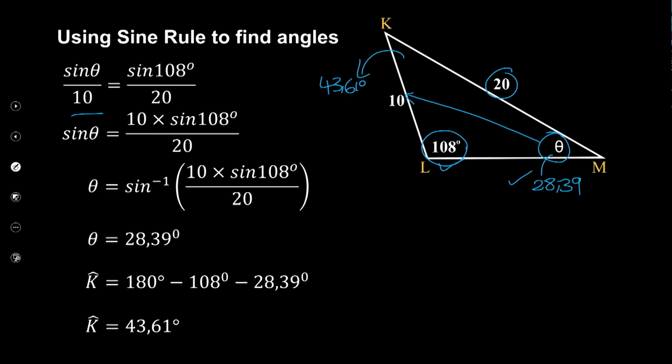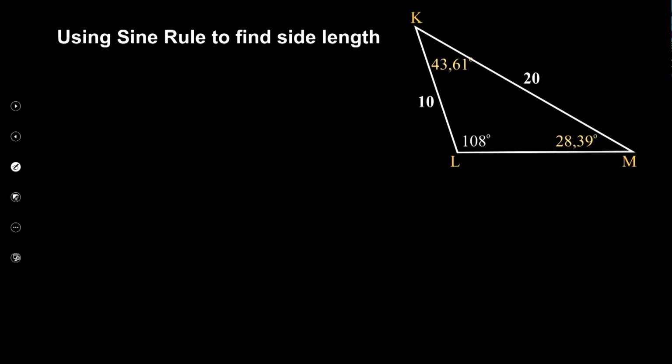43,61 degrees. Okay. Here's a neater diagram again with all the information that we found already. We found that M is 28,39. We found K is 43,61. What's left to find is little k. We need to find this piece here. So again, we're going to use that full pair, and we're going to use that half pair to set up our equation that we can solve.